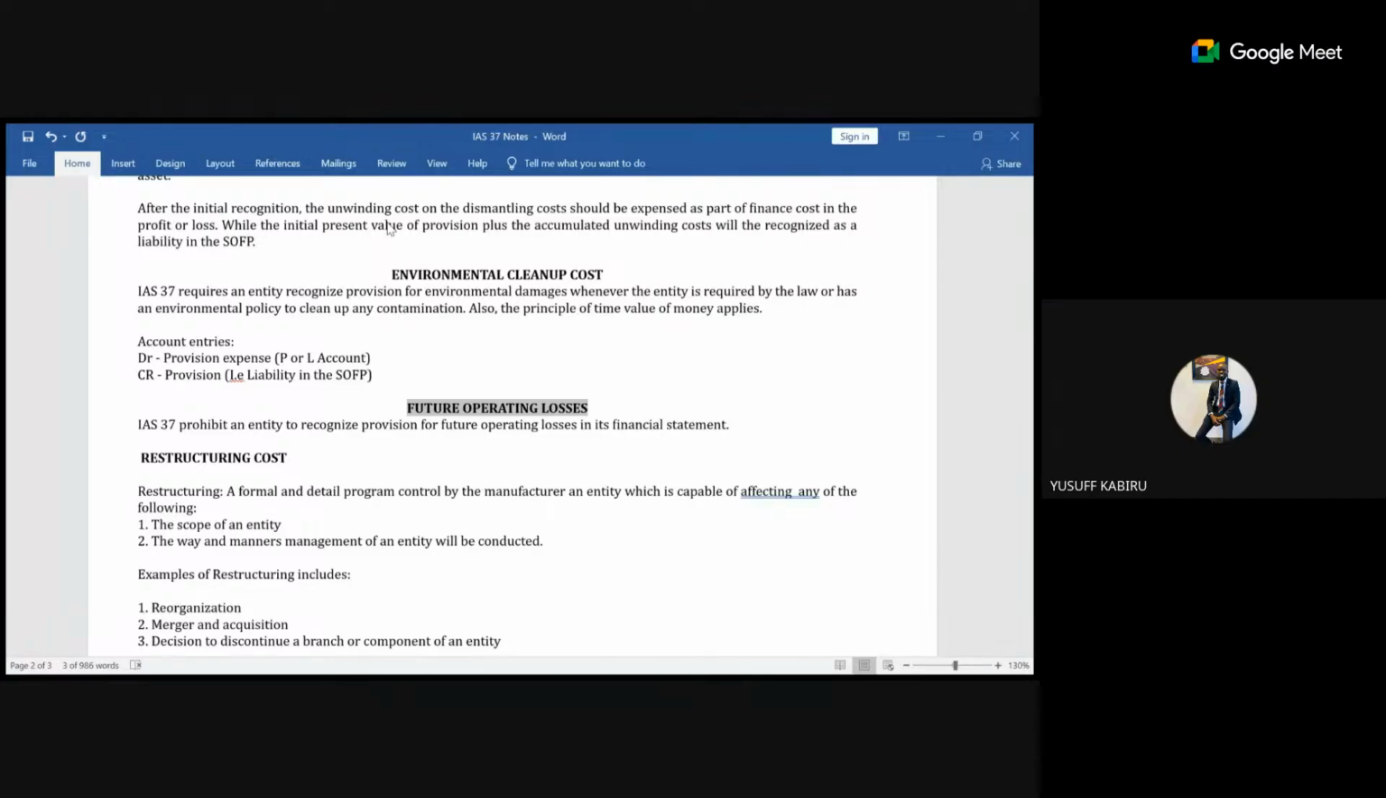So IAS 37 says, no, please do not make provision for future loss. It is highly prohibited by IAS 37. So this is very clear. Future operating loss, because there is no present obligation. That loss, that obligation will be in the future. So that is future operating loss.